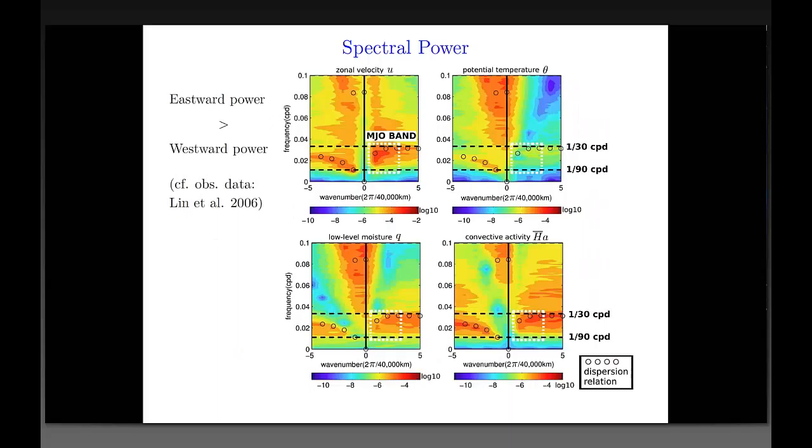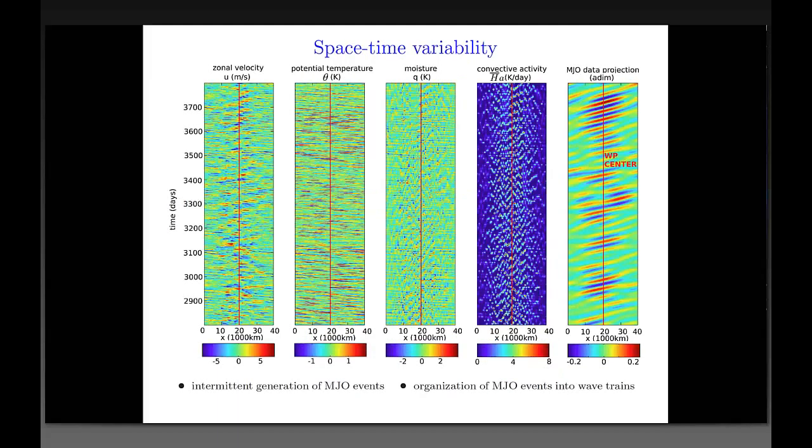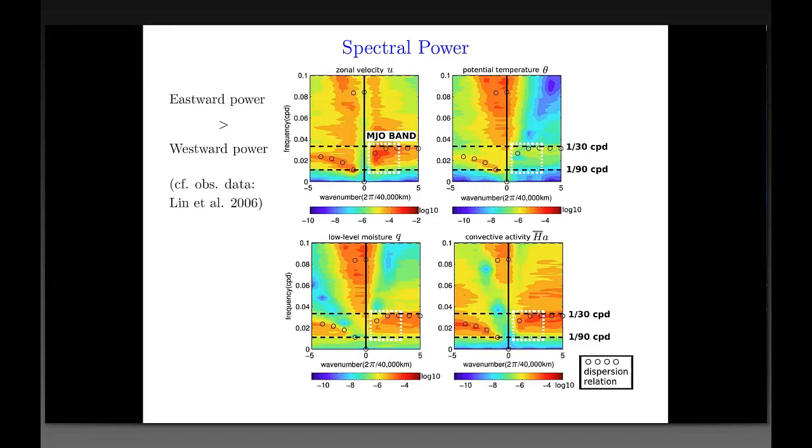And this plot now shows the spectral power of each of those four variables from before. One feature of the MJO that we had pointed out earlier, and that people have seen right from the initial studies, is that the MJO is eastward propagating. So one question is, if we're looking at this space-time variability, are we seeing more eastward variability than westward variability? And yes, that is the case here as well in this model.